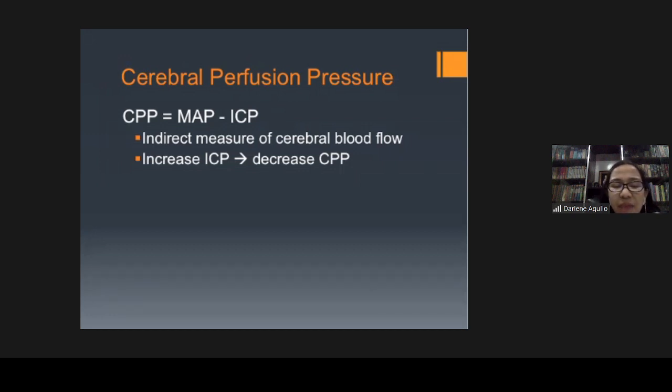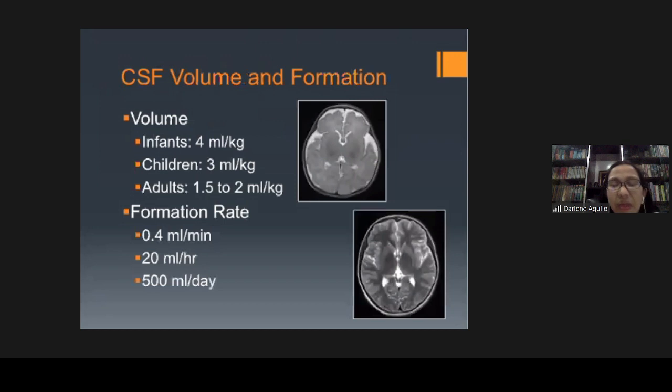Now, other than the volume of blood in the cranium, the ICP is also determined, of course, by the rate of CSF production and rate of CSF reabsorption. So again, brain, blood, CSF. Now, what is the CSF volume? In infants, it is 4 ml per kilo. In children, it's 3 ml per kilo, and in adults, 1.5 to 2 ml per kilo. So, for example, in a 50 kilogram adult, so 2 ml, 100 ml CSF, half a glass full.